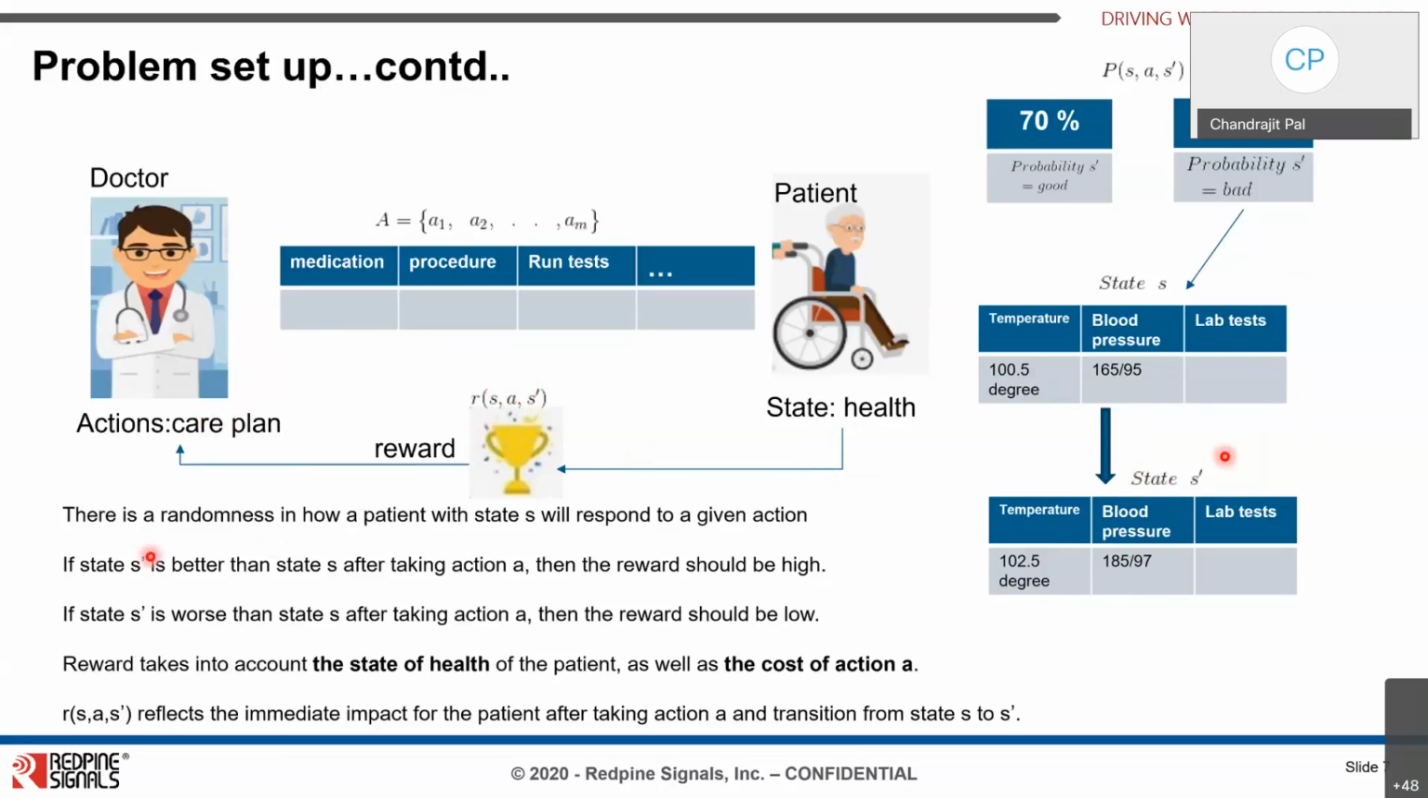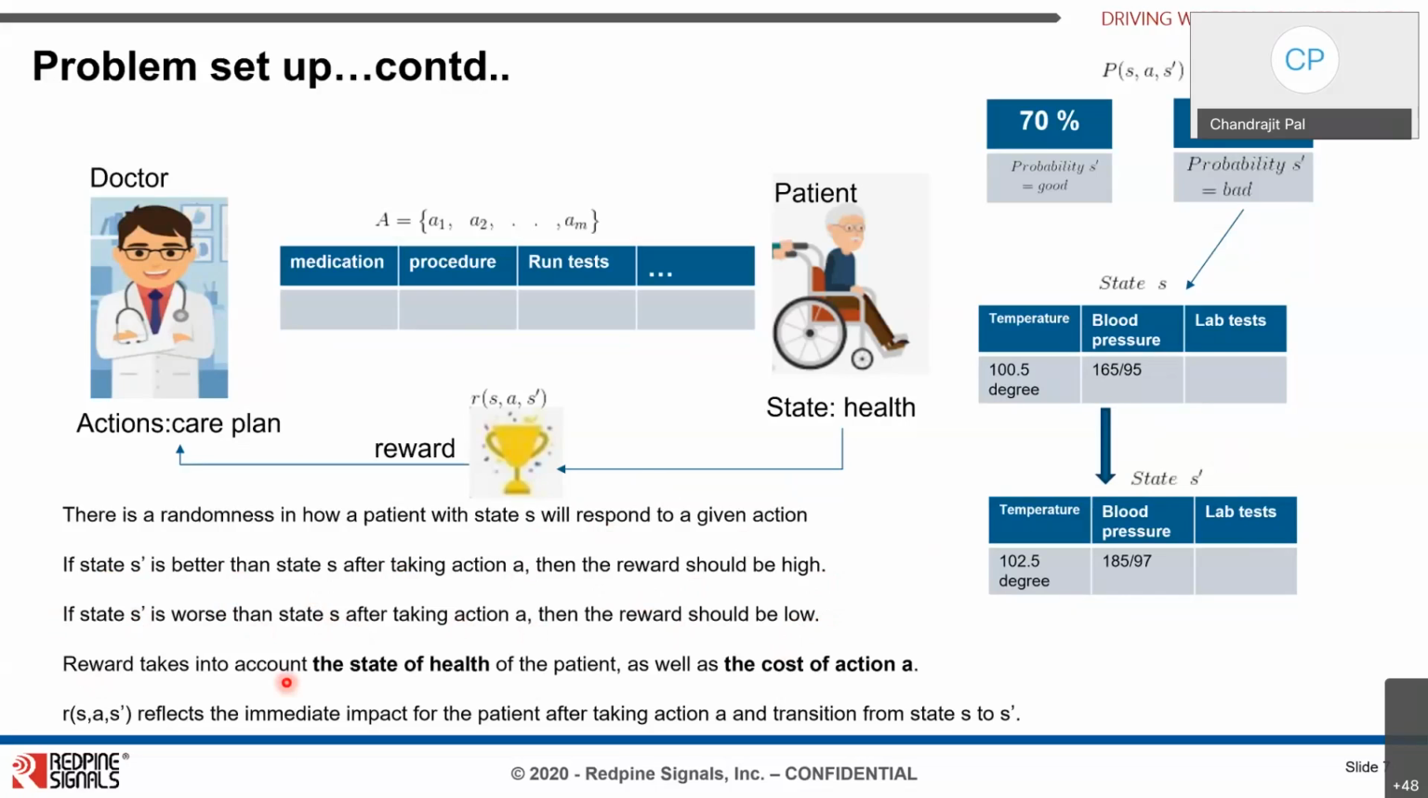Okay, so there is a randomness in how a patient with state S will respond to a given action. If state S prime is better than state S after taking action A, then the reward should be high. If state S prime is worse than its previous state S after taking action A, then the reward should be low. Definitely, the reward should be low, which means it should be a punishment.